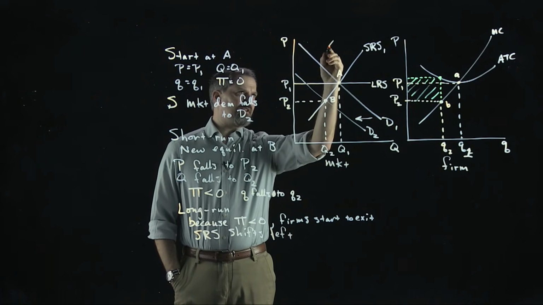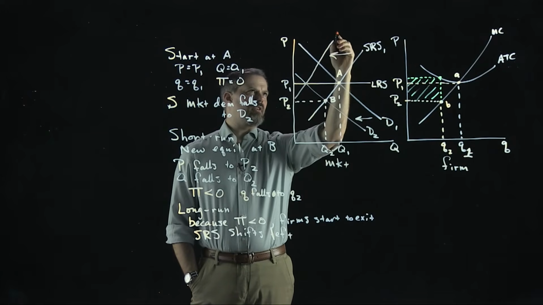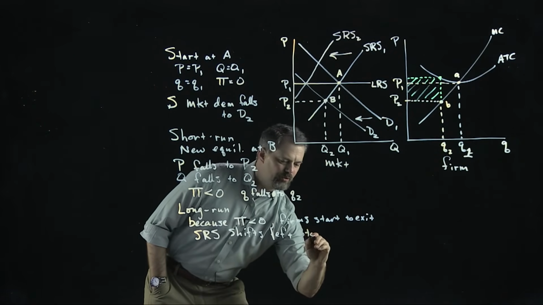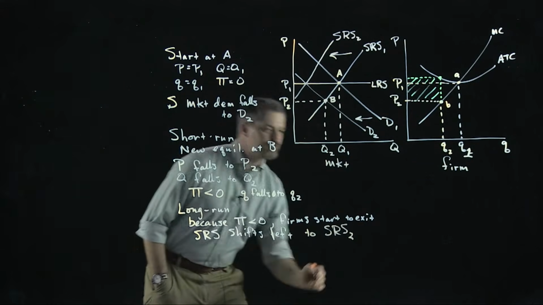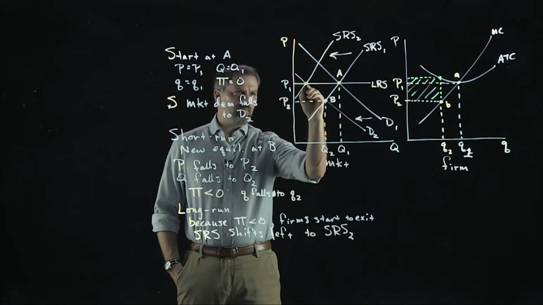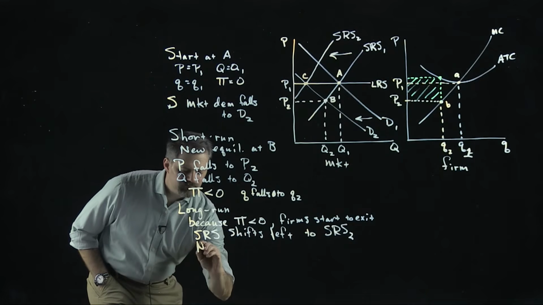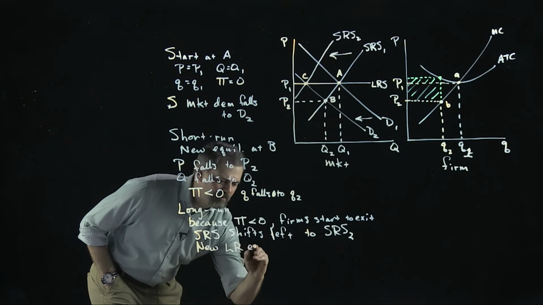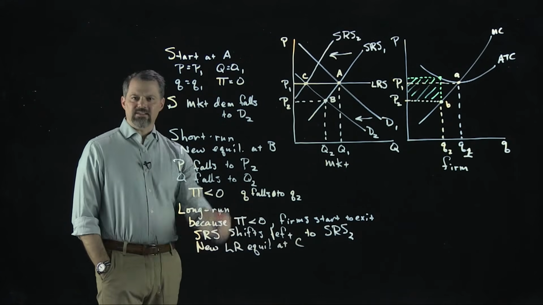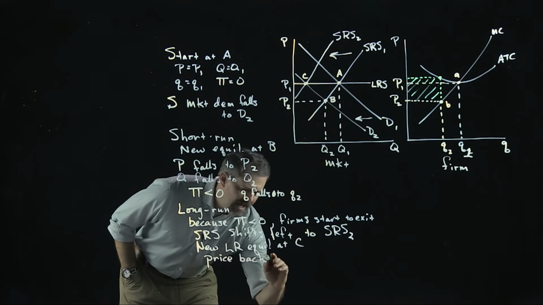And it will shift until it has brought our price back up to P1. So we get a decrease in short run supply to short run supply 2. So short run supply shifts left to short run supply curve 2. We get a new long run equilibrium right up here at point C. So we get a new long run equilibrium at C. Notice that our price is back to P1.